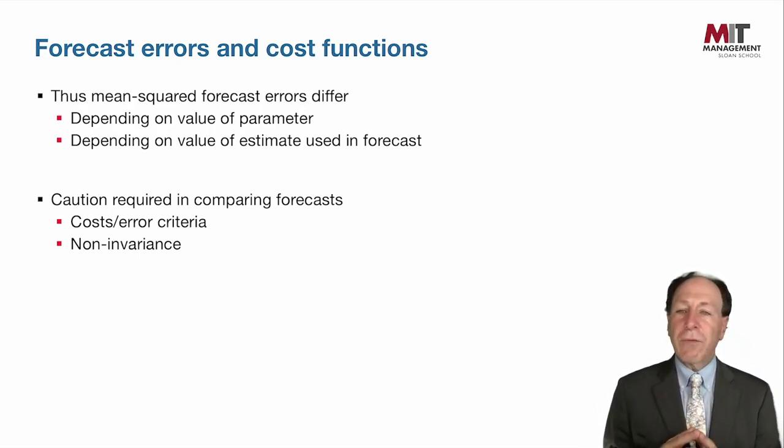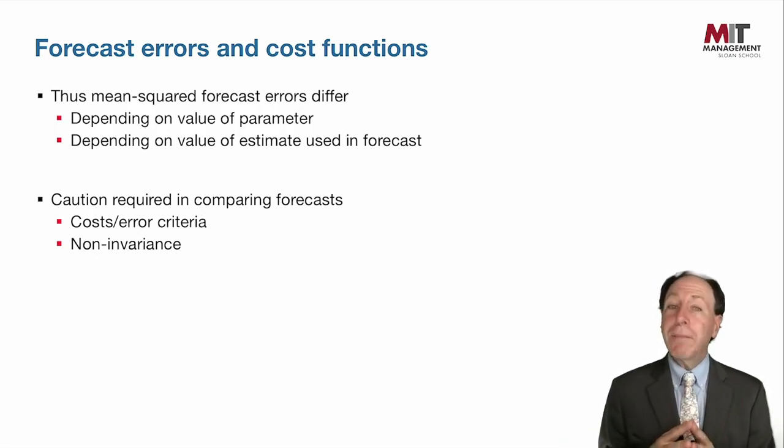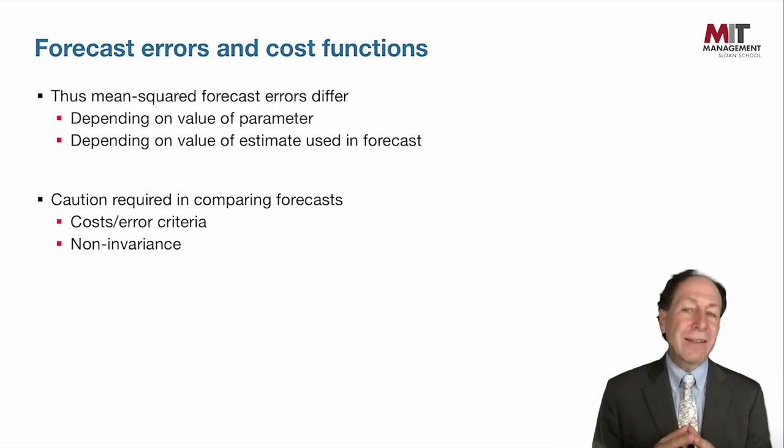So we see that the mean squared forecast errors differ. They depend on the value of the parameter. They depend on the value of the estimate that's used in the forecast. And when we are comparing forecasts, we should make sure first that we do things that are invariant, that don't depend on the way we chose to label our variables to describe exactly the same thing.